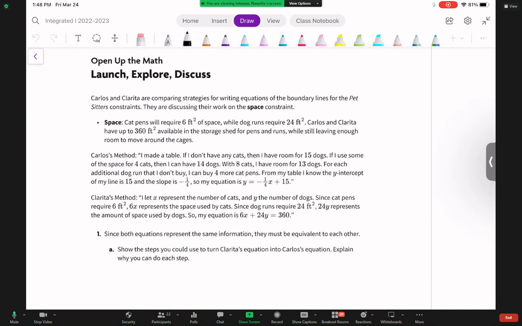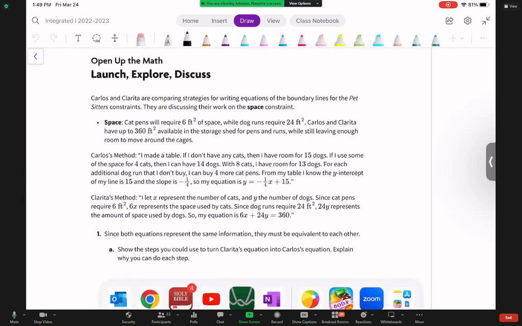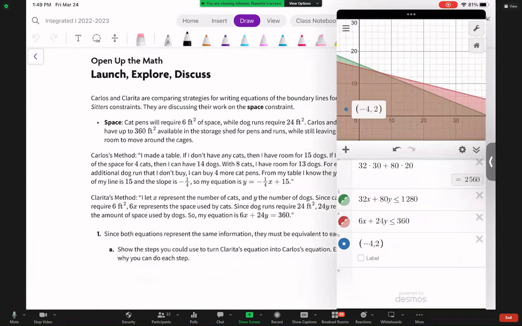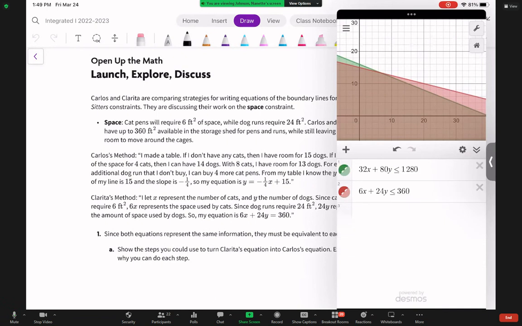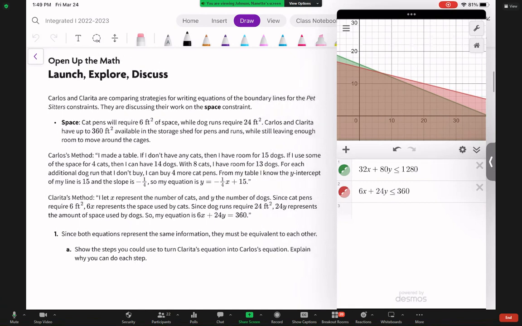Okay. So Carlos and Clarita are comparing strategies for writing equations of the boundary lines of the pet sitter's constraints. They're discussing their work for the space constraint. So we already have that done because we did it in the last lesson, right? And it looks like this. It's these two equations here. Okay, it's these two here. The green one talks about their money constraint, while the red one talks about their space constraint.